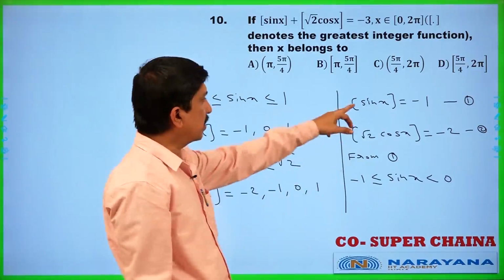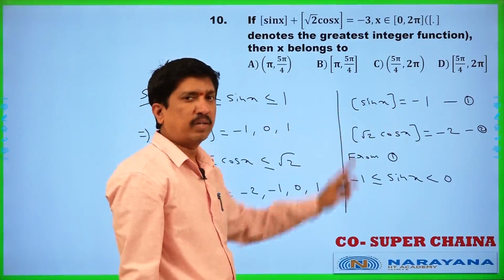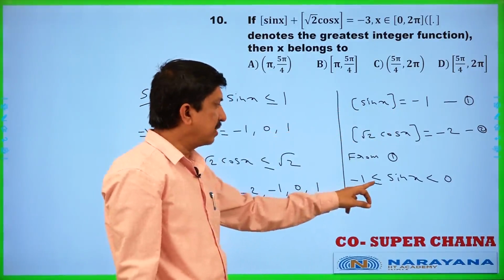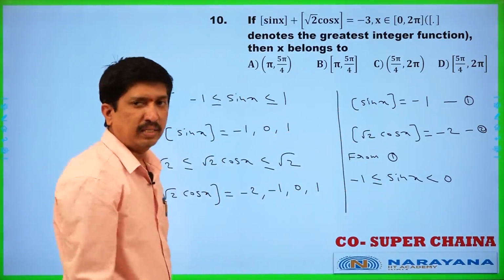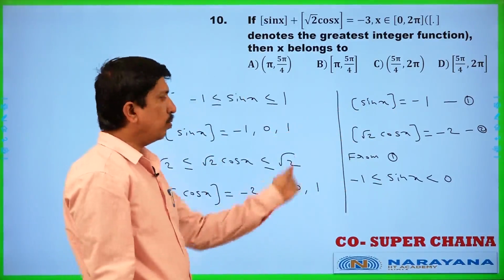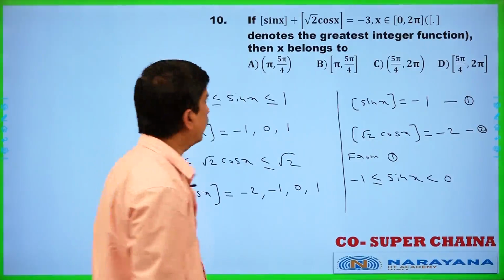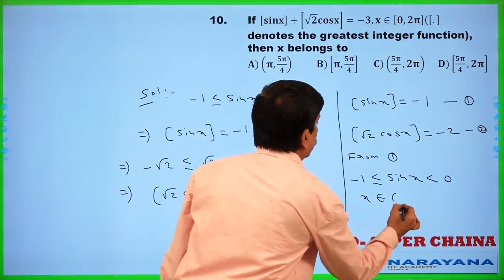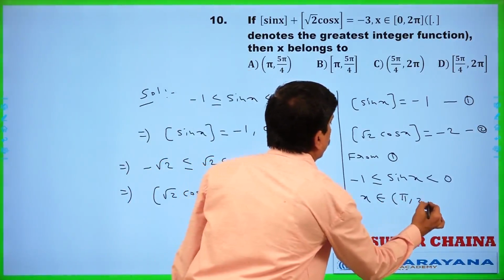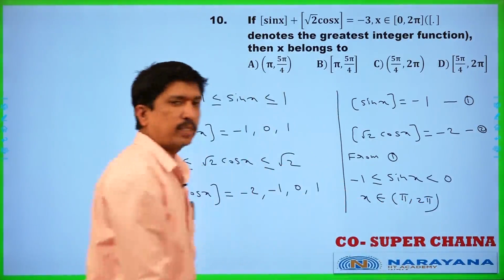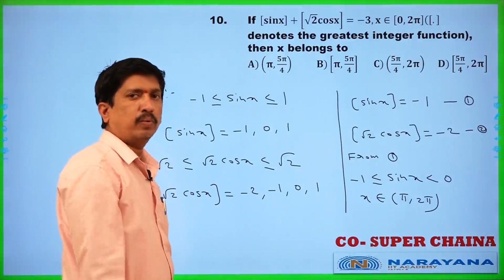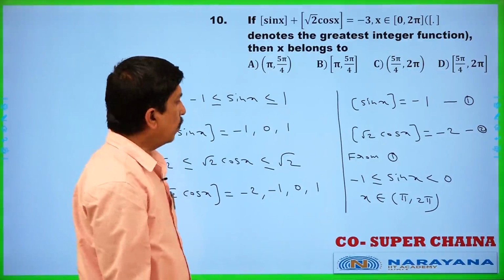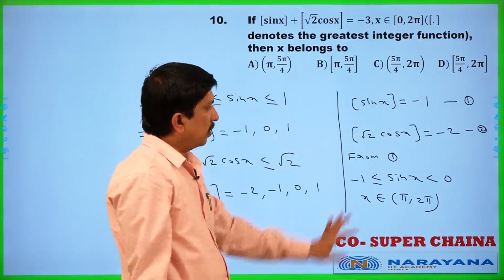So, that is what step sin x equal to minus 1 means, that is minus 1 only. Minus 1 less than or equal to sin x less than 0. Negative to 0 means sin x value, where you will get x belongs to the open interval pi to 2 pi. This is from equation 1.